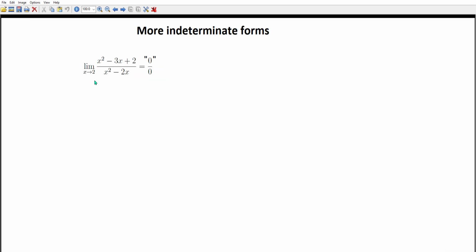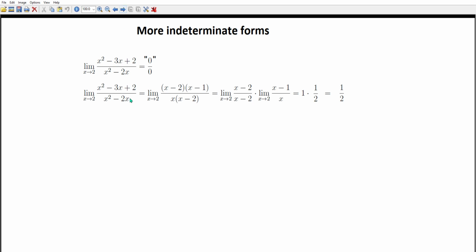Here we have a polynomial divided by a polynomial. When you put in 2 here, you get 4 minus 6 plus 2, or 0. When you put in 2 here, you get 4 minus 4, or 0. This is a 0 over 0 form. Once again, we're going to factor. The top factors as x minus 2 times x minus 1, and on the bottom, x factors out as x times x minus 2.